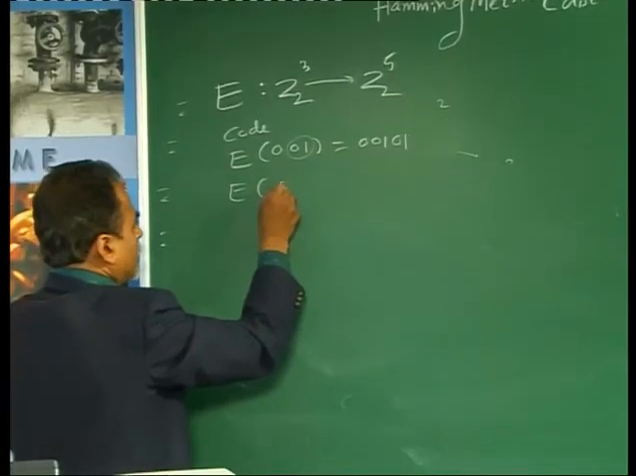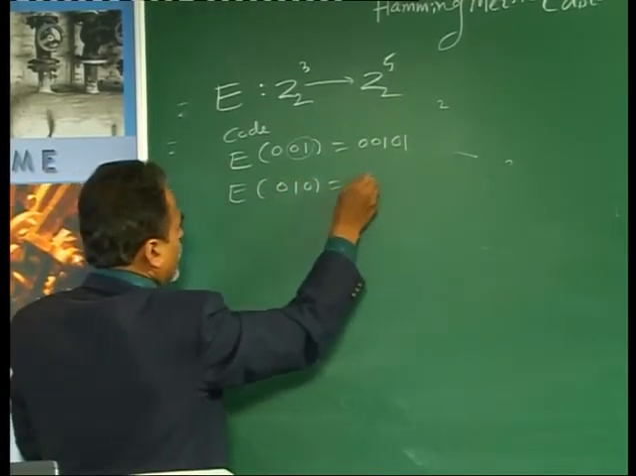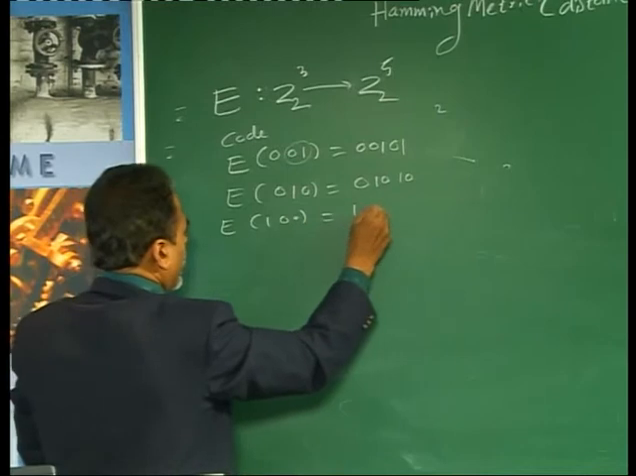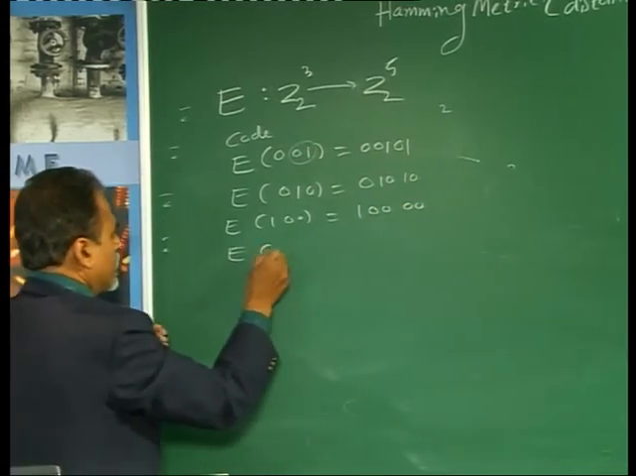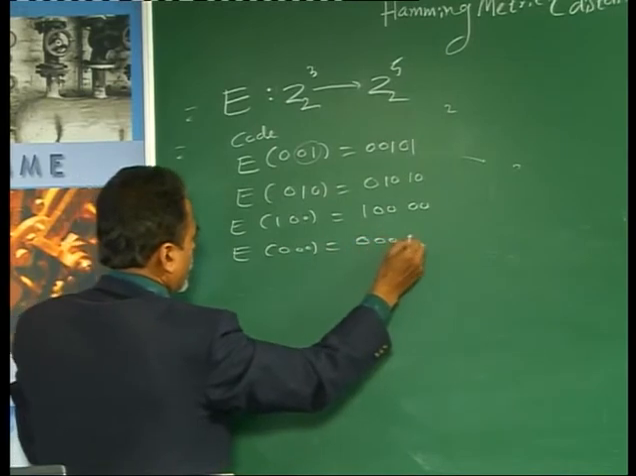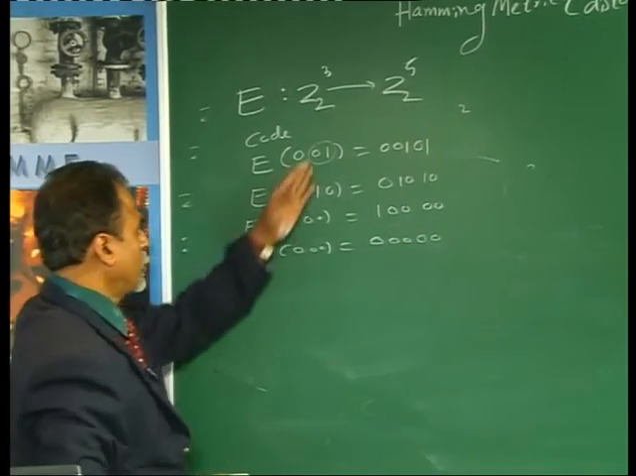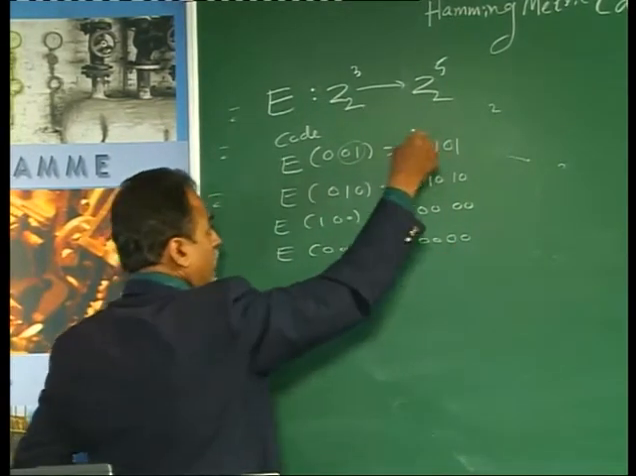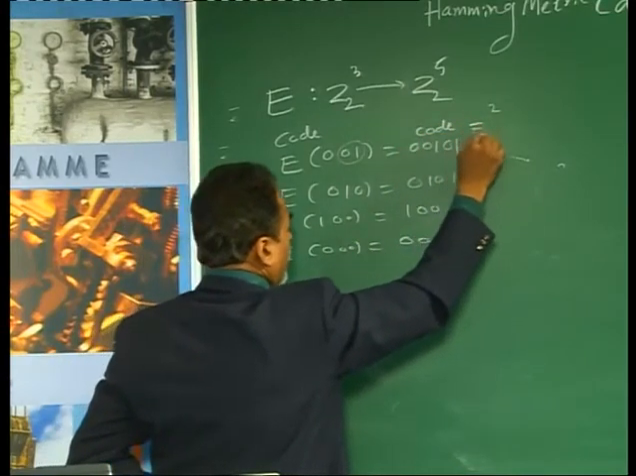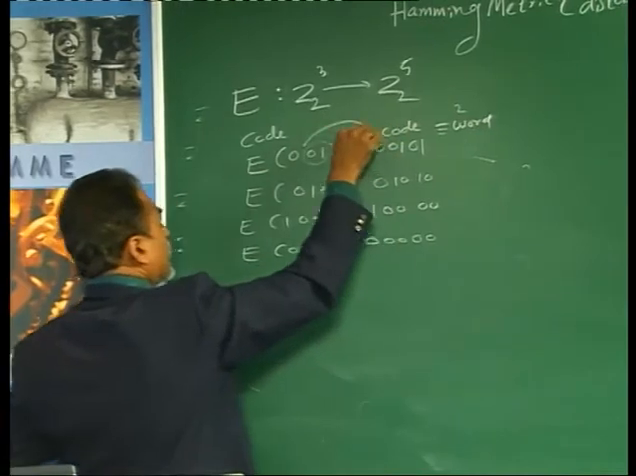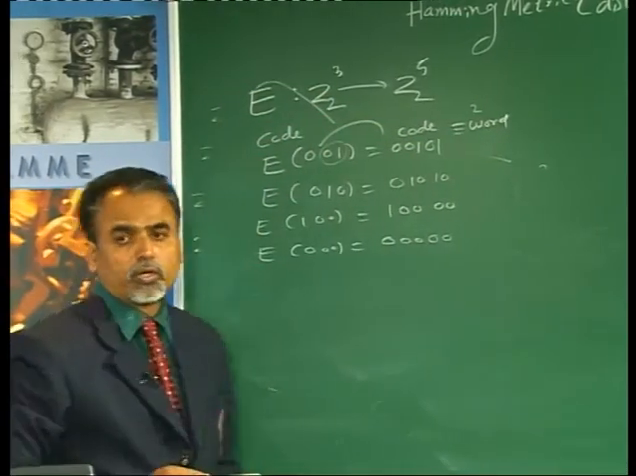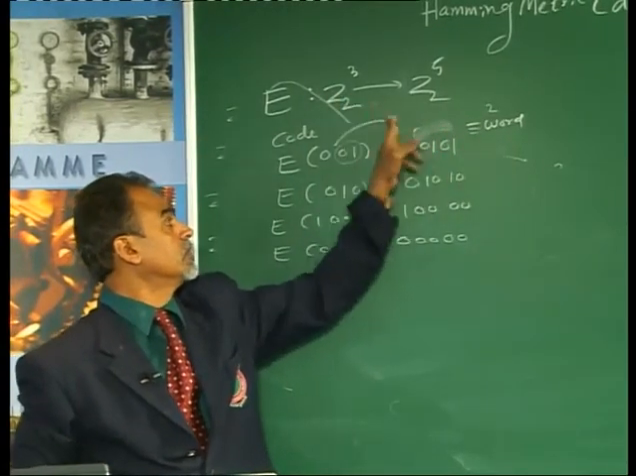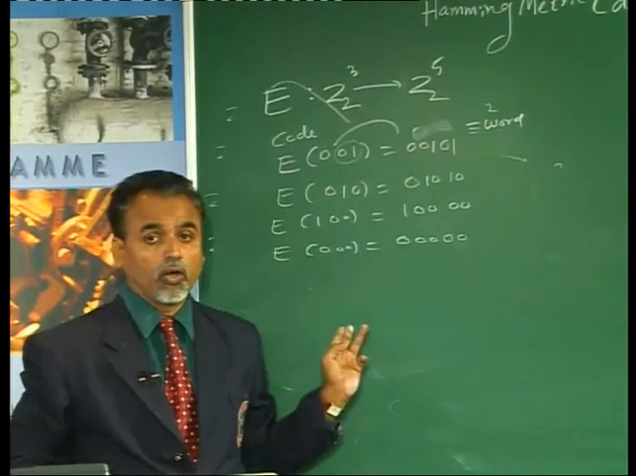So e of 001 is 00101, which is 001 followed by 01, and e of 100, I think you have written this already. E of 000 you can write as 00000. So like that, you can go on listing all the 8 possibilities and code it. This is a code word. We call the output a code word, or simply code or simply word. Whatever transformation is made because of E is the code function, or simply code. Code is this function E.